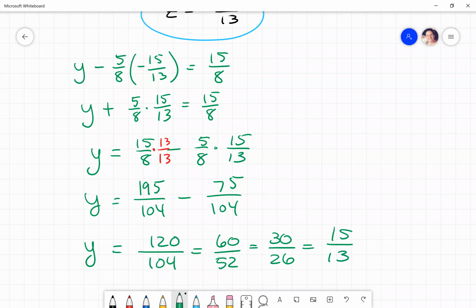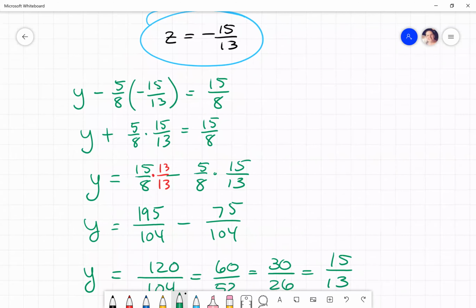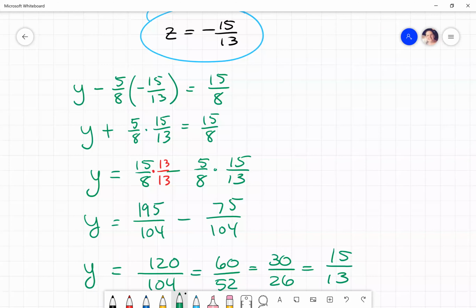Well, looky there. Really? I think that's true. That number showed up before. I'm just using my calculator here to double check that that is actually 15 thirteenths, yes. Oh, so that's not the same as z, but almost, right? Z was negative 15 thirteenths. Y is positive 15 thirteenths. Okay, so this guy is y.